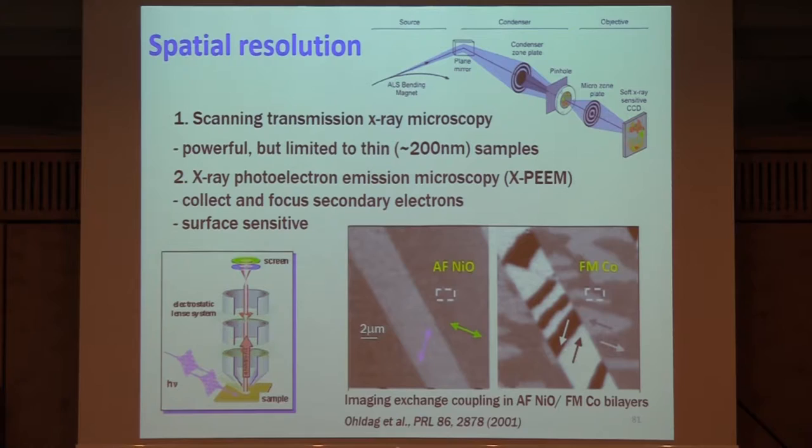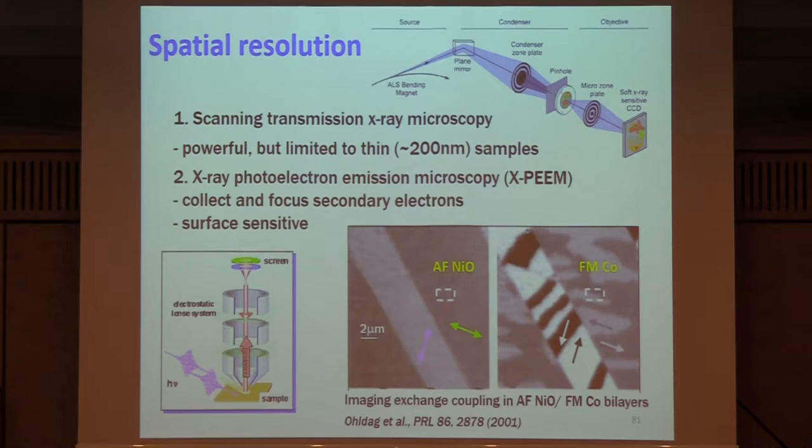Spatial resolution. So that was a difficult experiment. You can make it more difficult by collecting fewer photons over a rather small area. The principle is the same. You just now have to use some microscope optics, and you only shine your X-rays on a small area, and you only collect the emitted photoelectrons from a small area. So this is known as XPEEM.